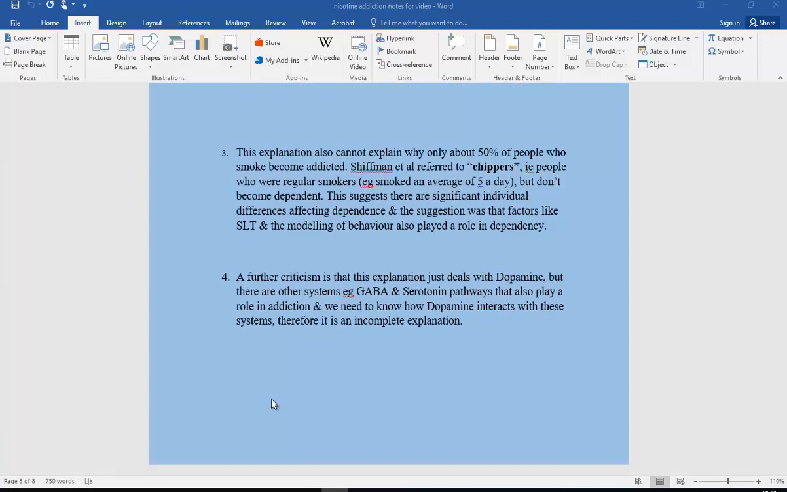So this is the first explanation, the nicotine explanation. The second one is learning theory as applied to smoking behavior, so explaining nicotine addiction through learning theory, which will be on a separate video.